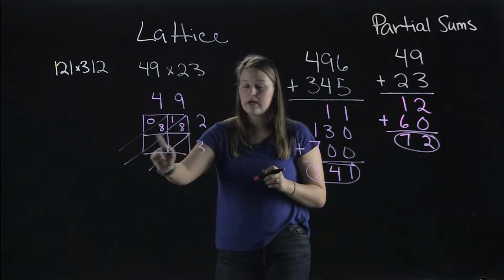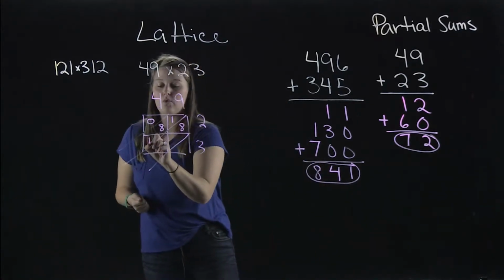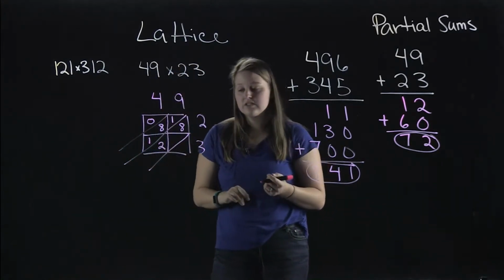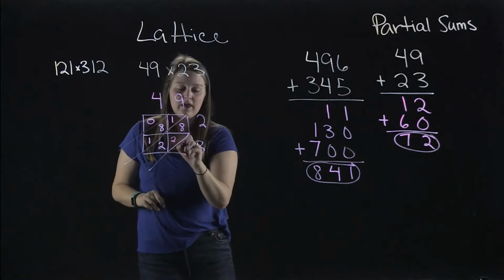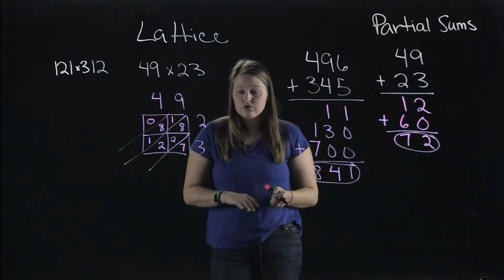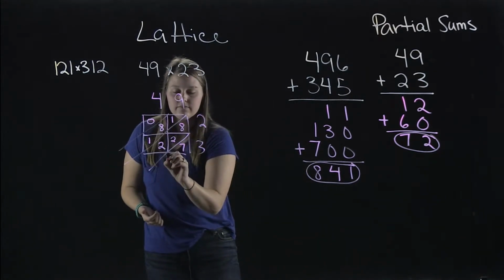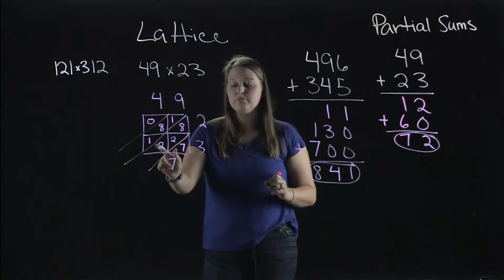Now 4 times 3 is 12. So you're going to put 1 and then a 2. And then 9 times 3 is 27. So you're going to put a 2 and then a 7. Now what you have to do is add down your diagonals. So 7 plus nothing is 7. 8 plus 2 is 10, plus 2 is 12.